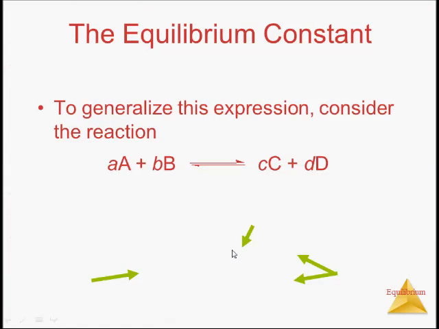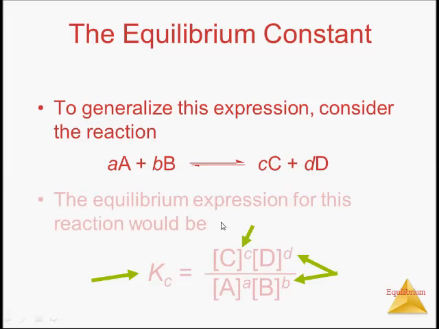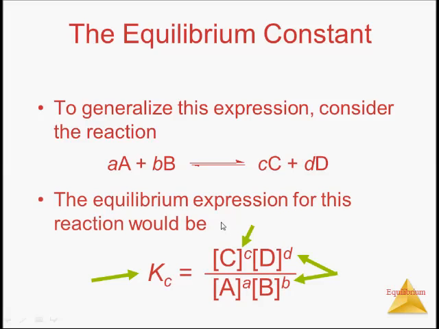So to generalize a reversible reaction, here's just a generic reversible reaction where we have substance A reacting with B to make C and D. If we were to write the equilibrium expression for this reaction, well, remember, it's the ratio of your products, so that's our C and D, over the reactants, which are our A's and B's.